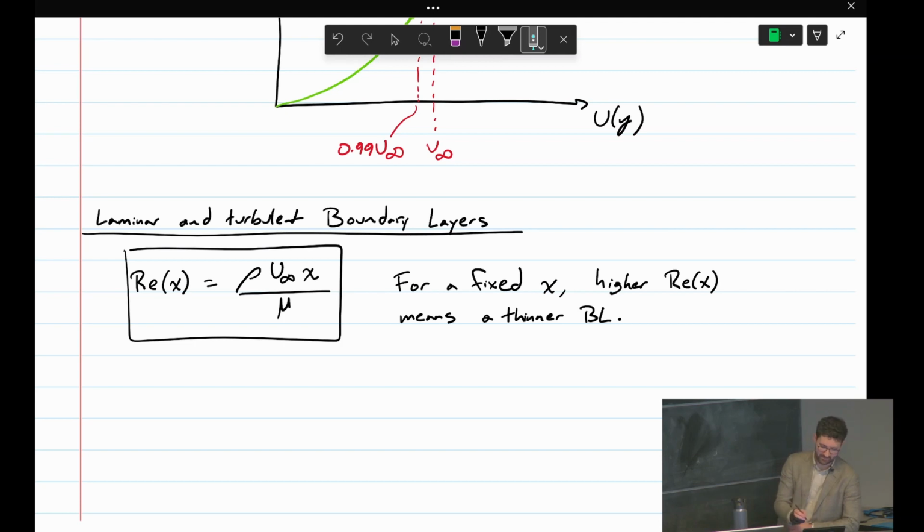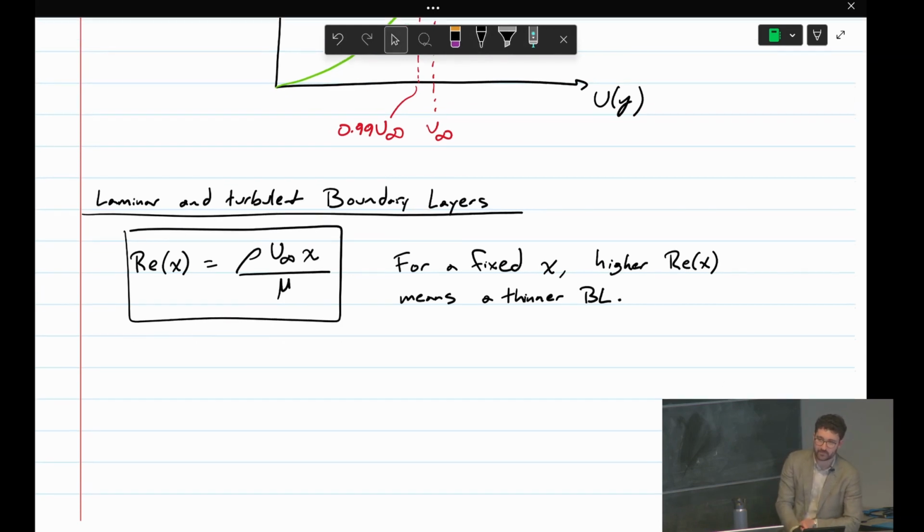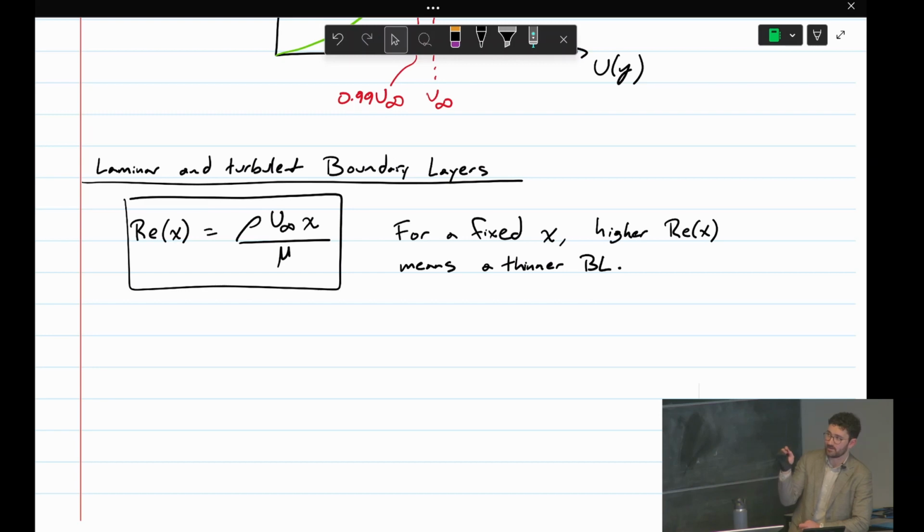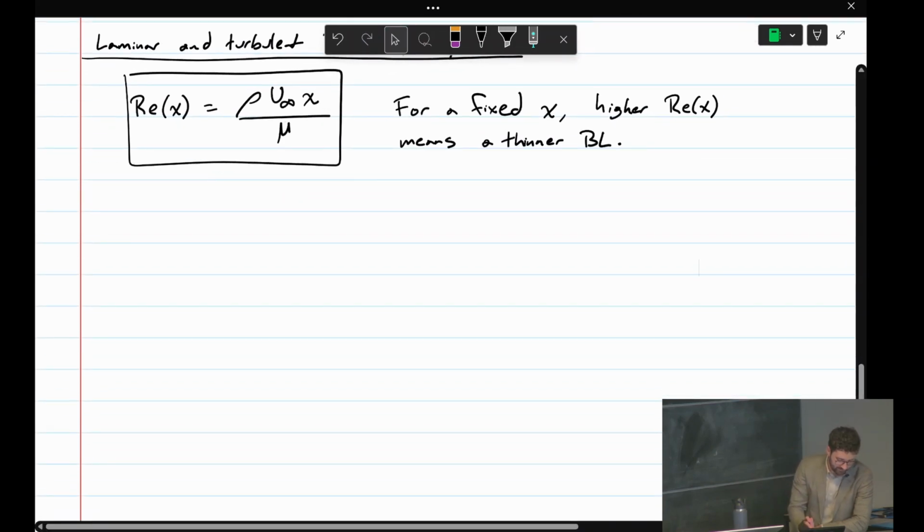You can also change viscosity. We're going to talk about Reynolds number lots in this course. This is one specific definition of Reynolds number. It's called the local Reynolds number, and it's Re of x there. It's really a function of our position along the plate. So that's one non-dimensional thing we're going to look at.